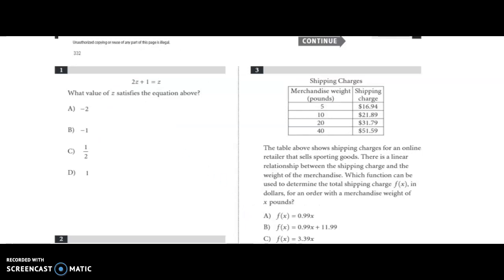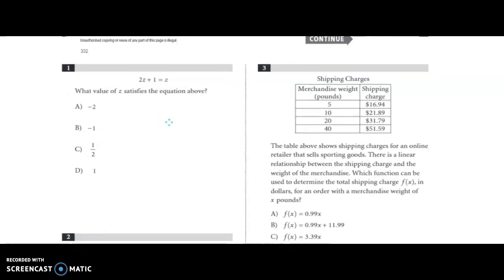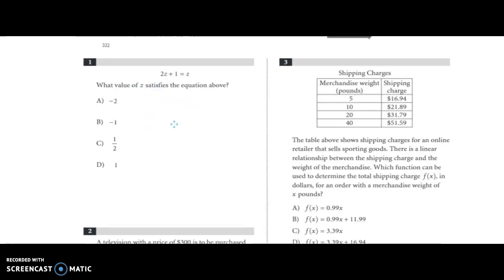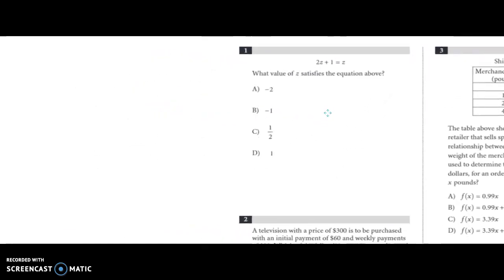So here is our first question. As you can see, the question is asking what value of z satisfies the equation above. Let us take a look at the question. So our equation is 2z plus 1 equals z. The normal method that we have learnt in our school, I am using that method.